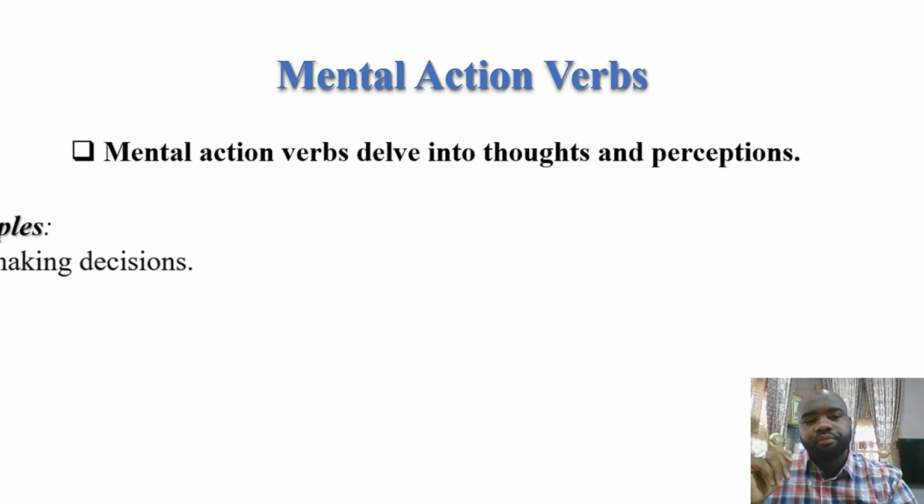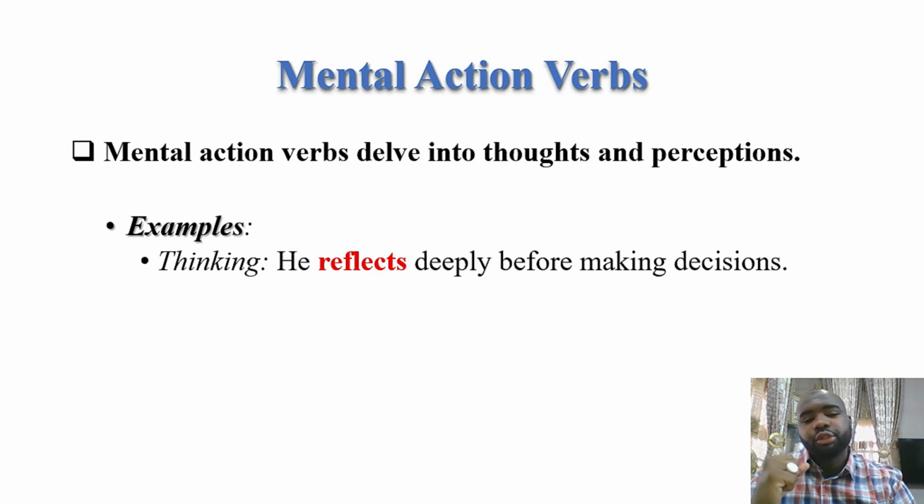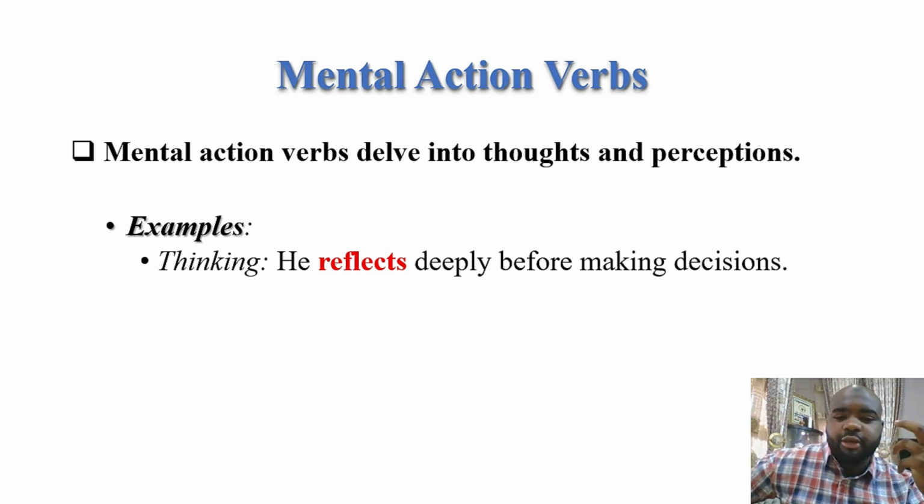abstractness. All right, so examples: thinking. He reflects deeply before making decisions. Here means he thought. All right, he thought very deeply. He has to think, think and rethink before what? Making decisions.